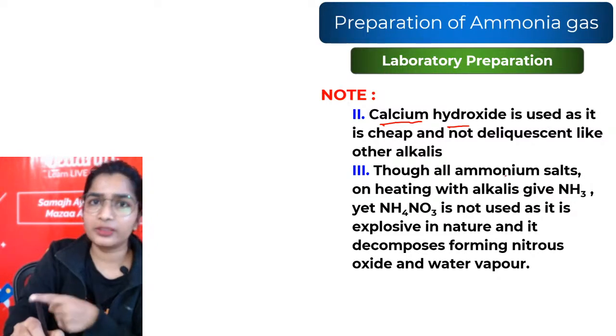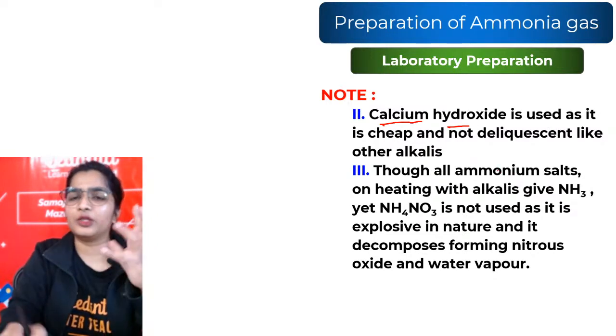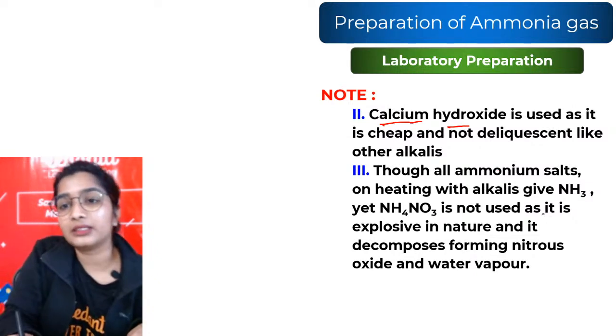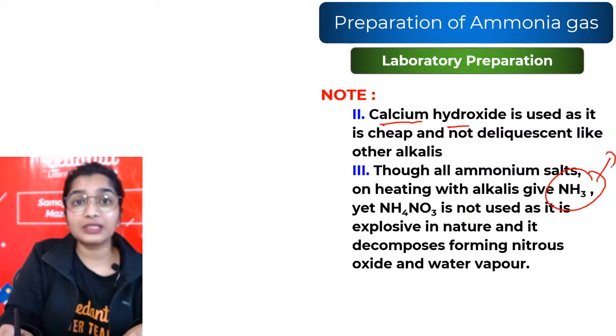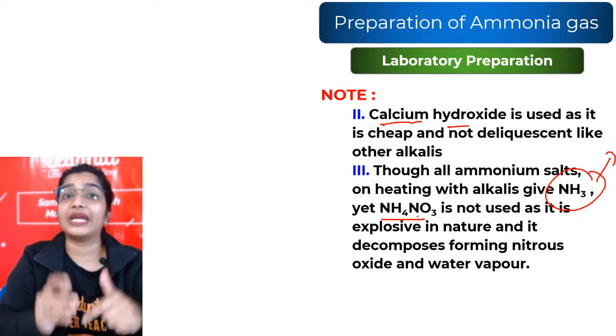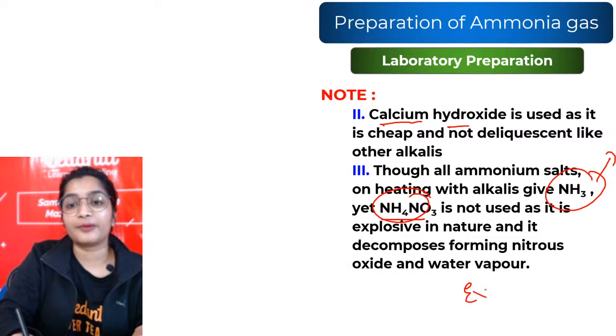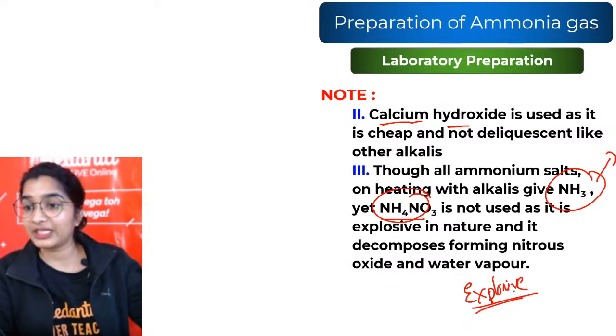Though all ammonium salts give ammonia, whenever you take any ammonium salt and heat it with an alkali, you will get ammonia, we are not using ammonium nitrate because you know ammonium nitrate is an explosive. We have done a video on it, right? Ammonium nitrate, you remember the explosion?